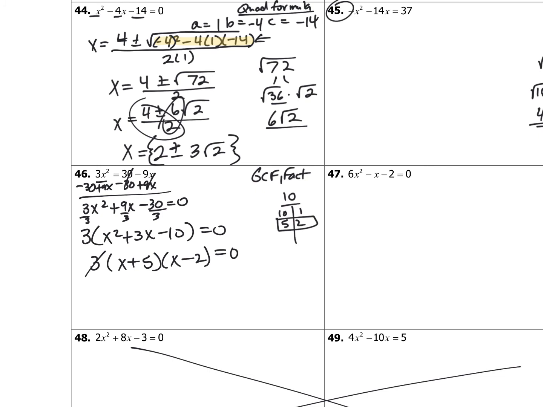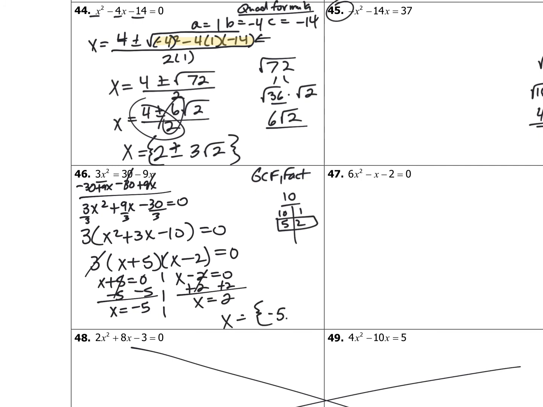I'm only asking for the 0, so we can just set each of our binomials equal to 0 and solve for x. So we're going to subtract 5, x equals negative 5. Add 2, x equals 2. So my solutions: negative 5, comma 2. All right, 47.